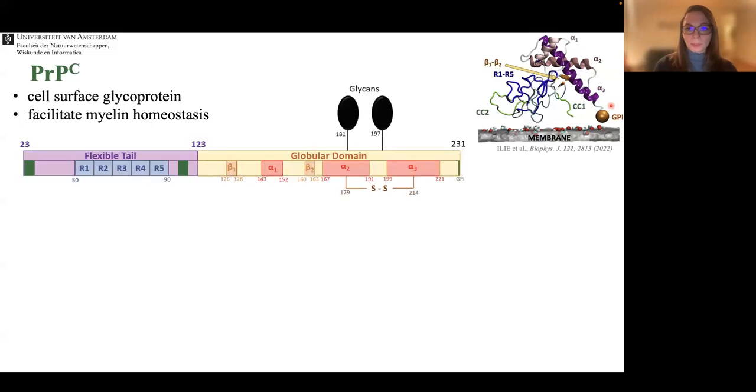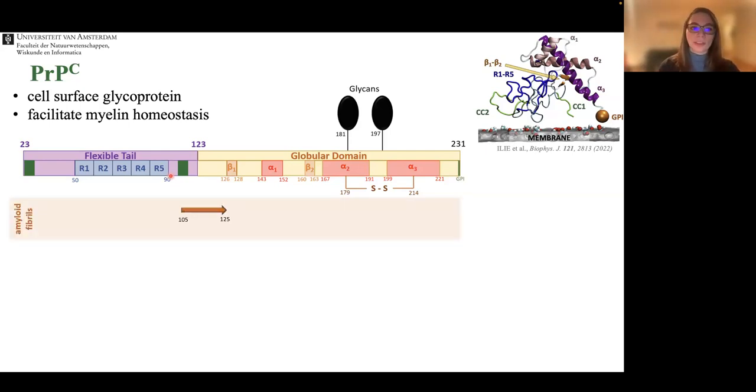And structurally, it consists of two large domains. First, we have the globular domain, which I introduced to you right before. So it has these three alpha helices and is stabilized by a disulfide bond. And a 100 residue long flexible tail that is intrinsically disordered, has two positively charged clusters highlighted here in green, and five repeat regions that consist each of eight residues.